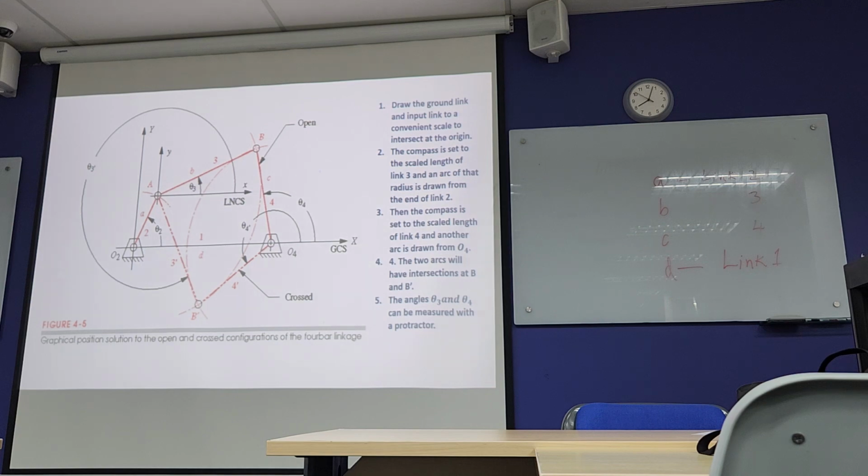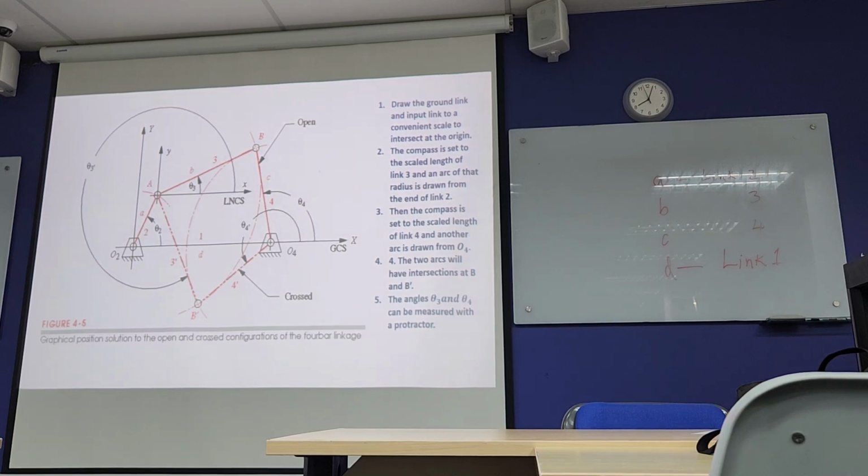Okay, so the two semicircles will cut each other. This point now you can fix as your B. Then you can draw AB and you can draw O4. So this is called the open position. Again, these semicircles also will cut here, B dash. So this is a cross position.